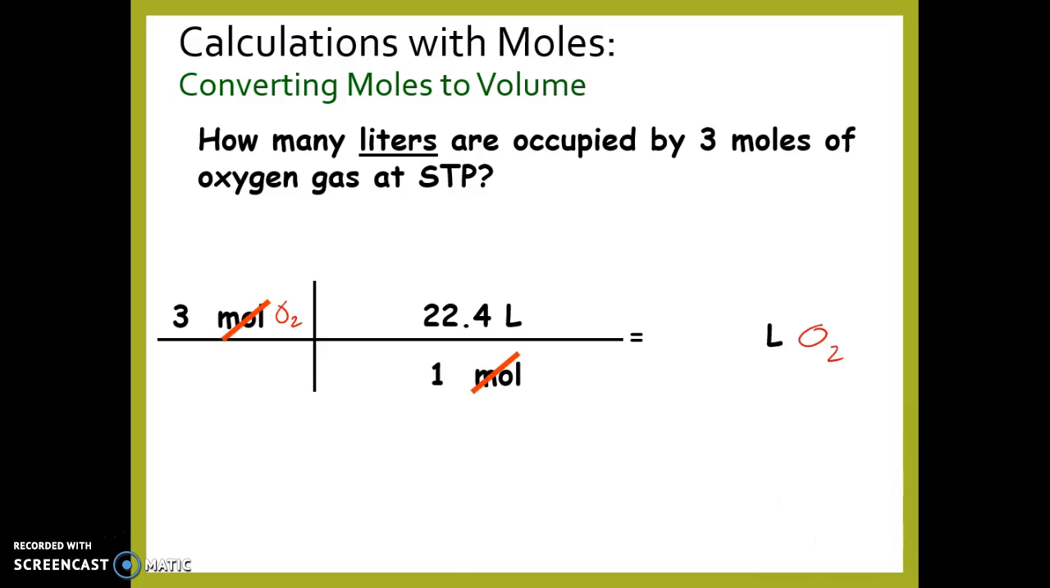Moles are going to cancel out. 3 times 22.4 gives us 67.2, but remember, 1 significant digit tells us that that's not right, so I can't write that number. I can only write 70 liters. I can only write 70, so that would be the correct answer.